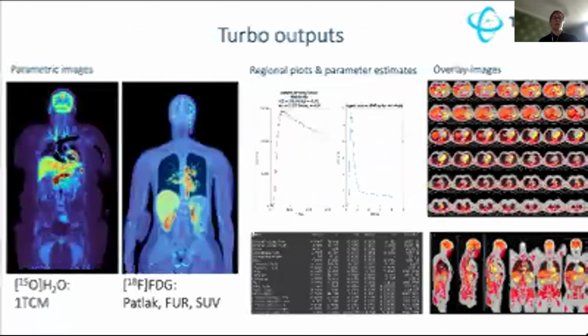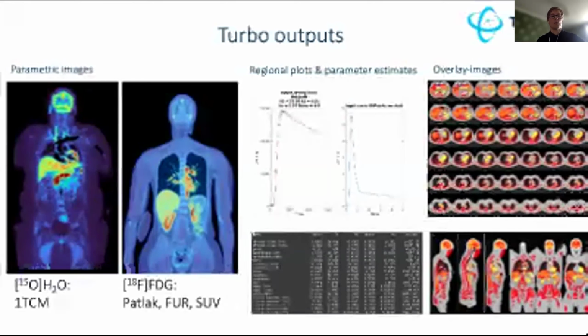So after all these corrections, the time activity curves can be extracted from the PET image, and then the modeling is carried out for each organ and at both regional and voxel level. And for both radioligands, the standard quantification methods are implemented in this toolbox. And as the pipeline is modular, we can add different models or settings for different regions easily.